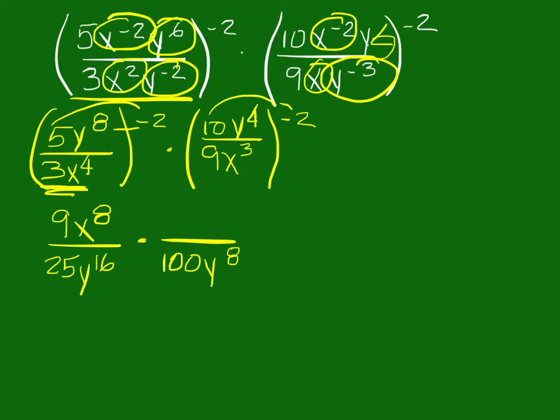And 9 to the negative 2 would be an 81 on top. And then x to the third, to the negative second, would be an x to the 6th on the top.